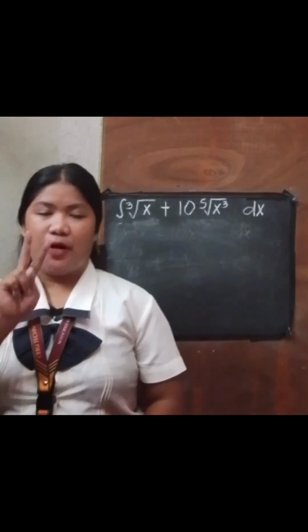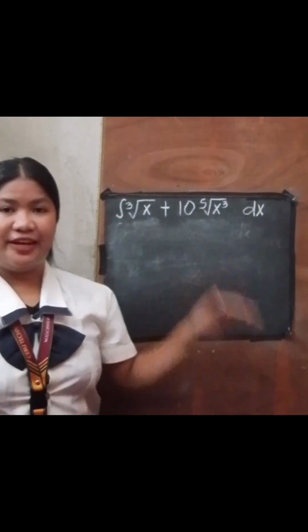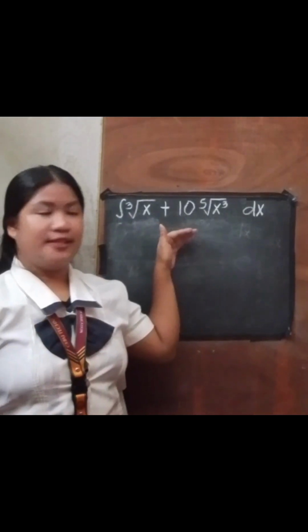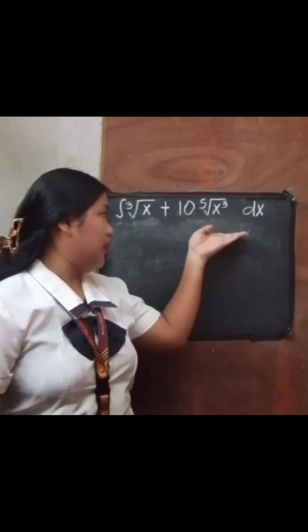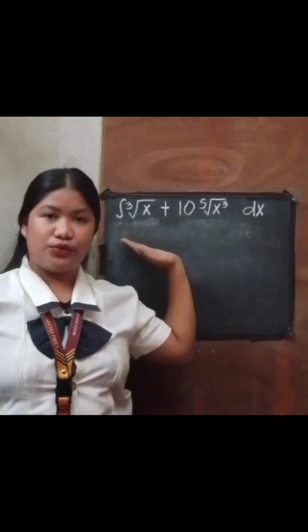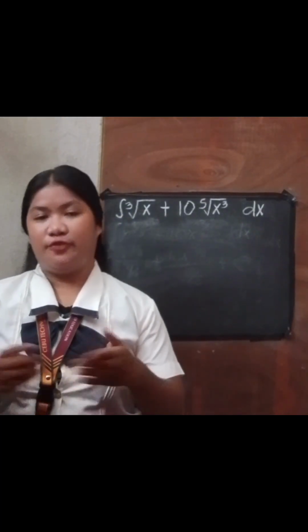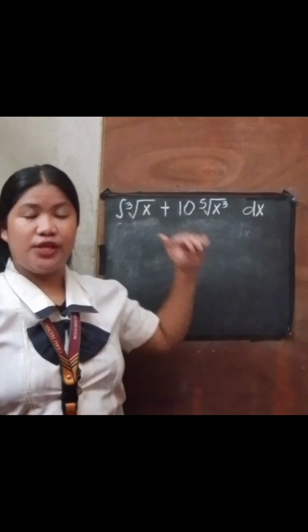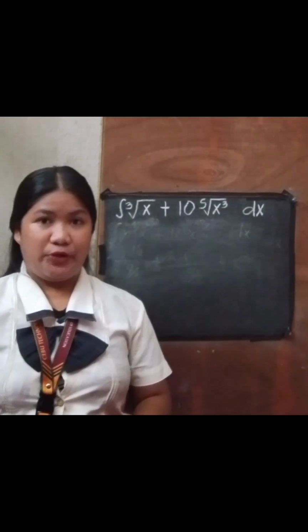So now we have problem number 2. Here we need to find the integral of the cube root of x plus 10 times the fifth root of x cubed. Now we have roots, so we cannot use the power rule for integration yet. To use the power rule for integration, we convert the roots into exponential form.